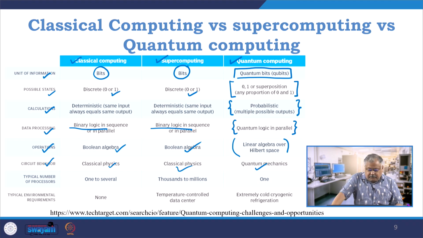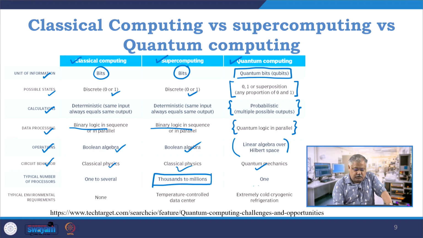The typical number of processors you use are one to several for classical, but for supercomputing there is a large number, thousands to a million processors. You can, not a million, but a large number of processors can be used. Quantum typically has one.